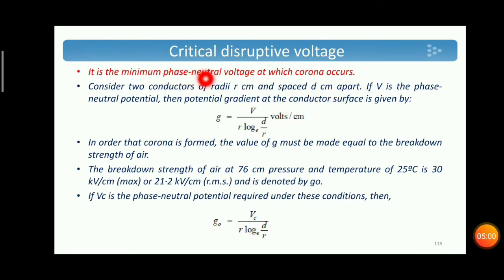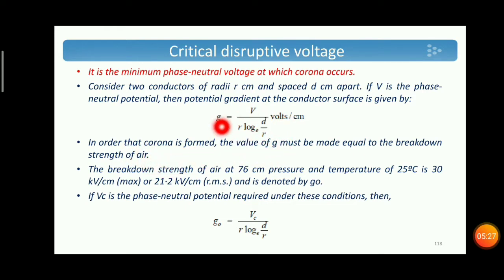Then the critical disruptive voltage. It is the minimum phase to neutral voltage at which corona occurs. Consider two conductors with radius r cm spaced at a distance d cm apart. If V is the phase to neutral potential, then the potential gradient is given as G equals V by r log d by r.